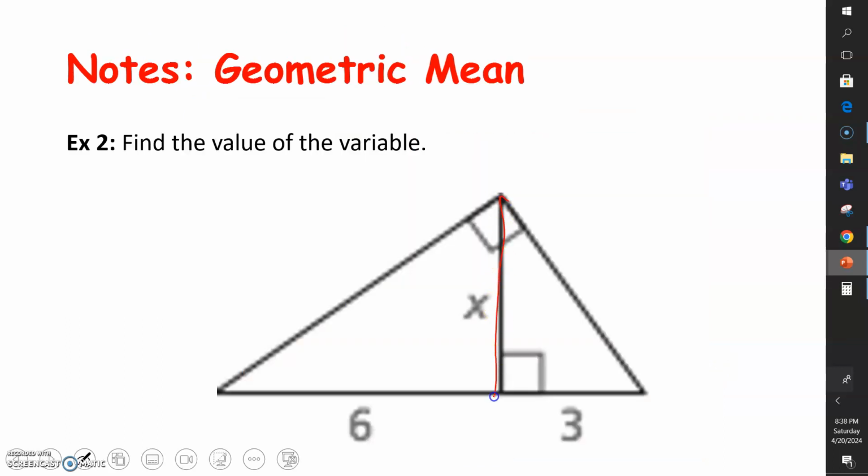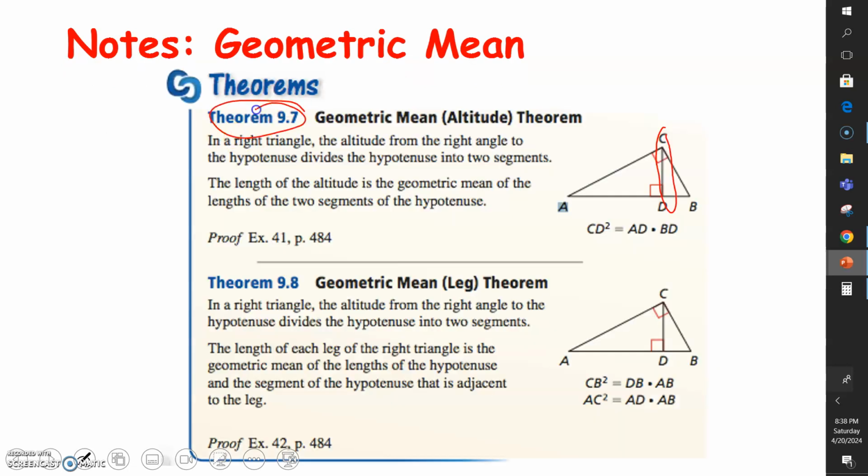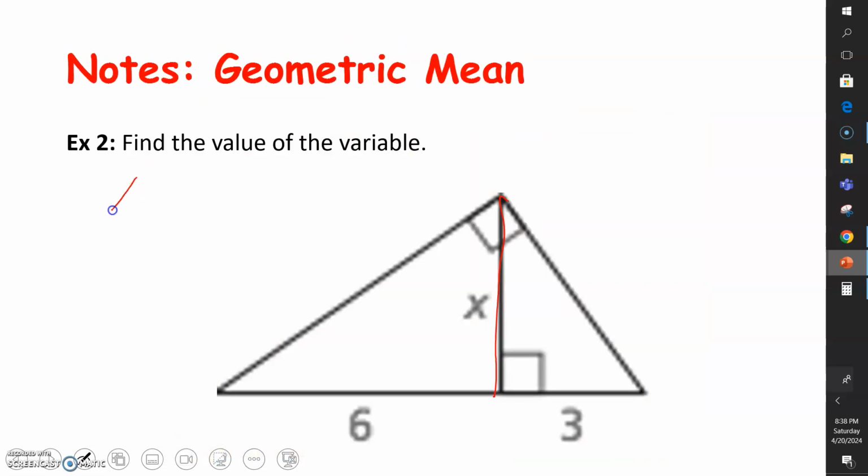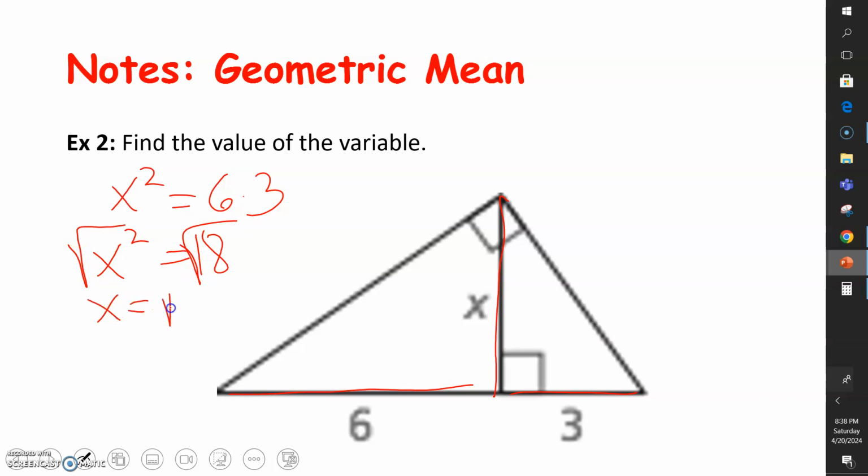So in this case, we're trying to find the altitude, so we're going to be using theorem 9.7. Now we know the altitude times the altitude, or altitude squared, is equal to the one piece of the segment times the other. So we know x squared is equal to 6 times 3. So x squared is equal to 18. Solving for x by square rooting both sides, we get x is equal to the square root of 18. But this can be simplified. 18 is 9 times 2, and the square root of 9 is 3, so x is 3 root 2.